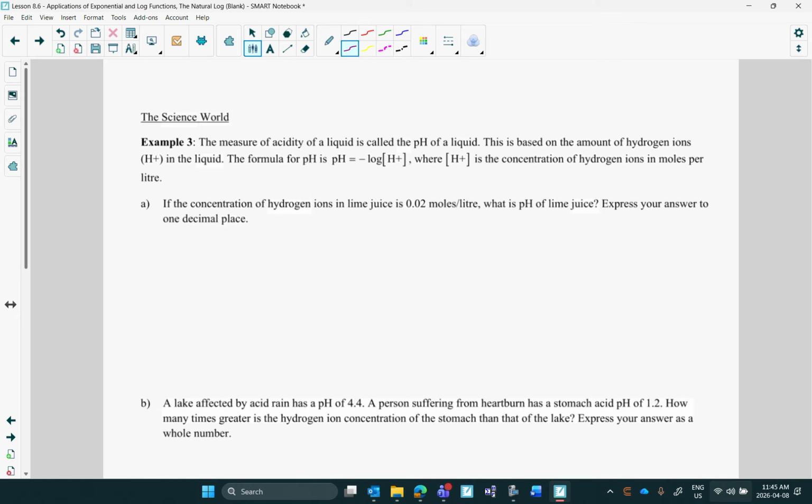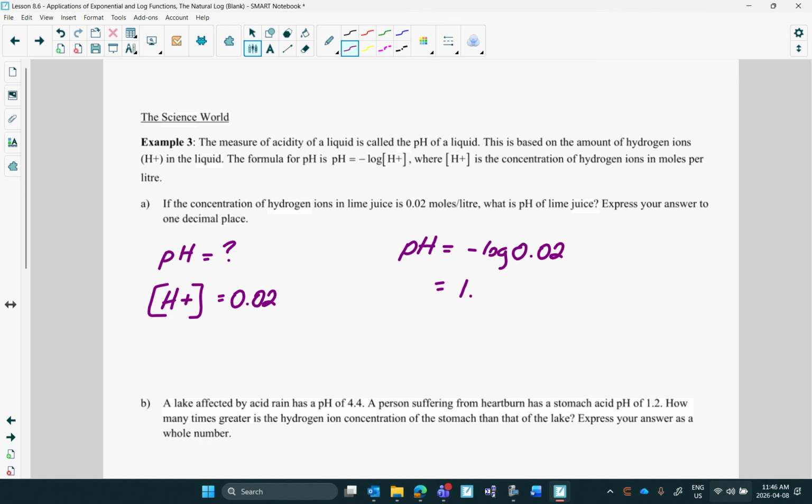Okay. So if the concentration is 0.02 moles per liter, what's the pH of lime juice? Well, we're trying to find pH, so that's our question mark. And we are told this is 0.02. So it looks like we have just a straight calculation. To find the pH of lime juice, we go negative log 0.02. And we want 1 decimal place. What do we get? 1.7. Thank you. 1.7.